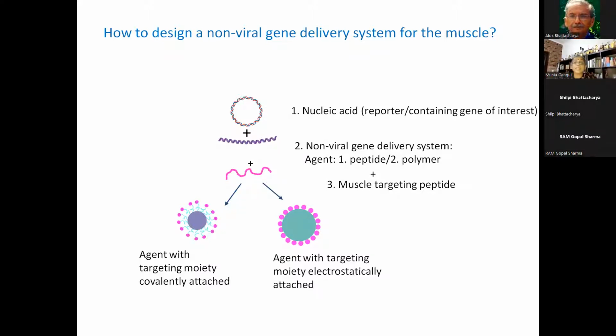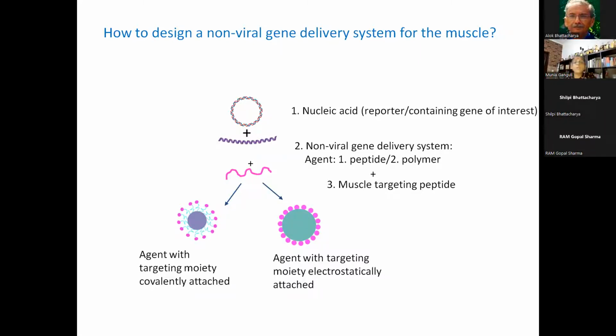The second component is the system itself. There are two systems that I'll be briefly talking about. One is a peptide-based system that we have developed in our lab for other purposes, but should work the same way here, and a polymer-based system that we are newly starting with. The third component is a muscle targeting moiety. We are going to use a peptide, and that is to take the system directly to the muscle.